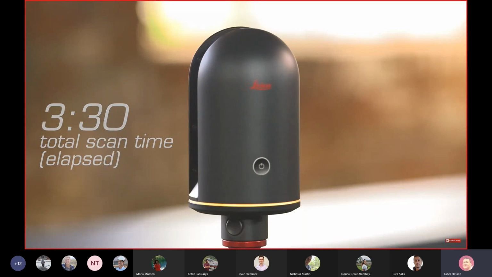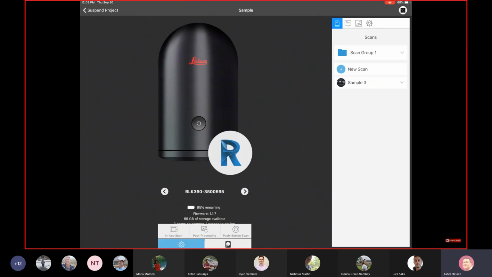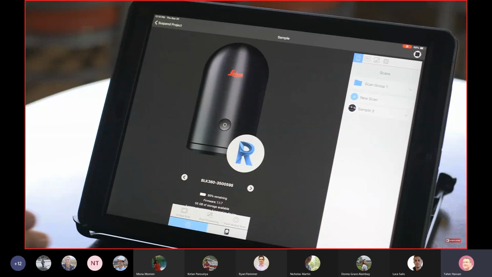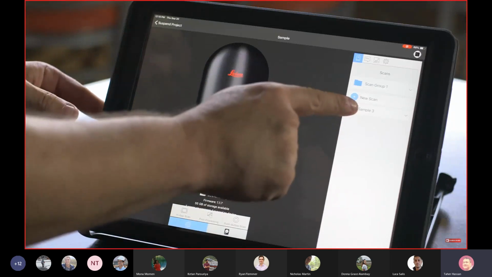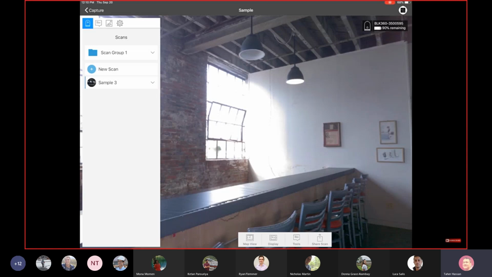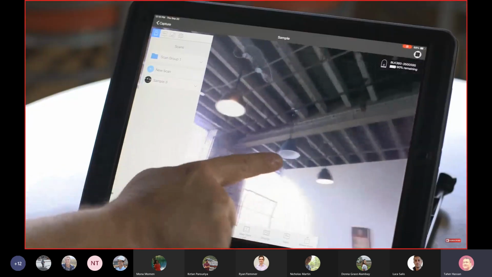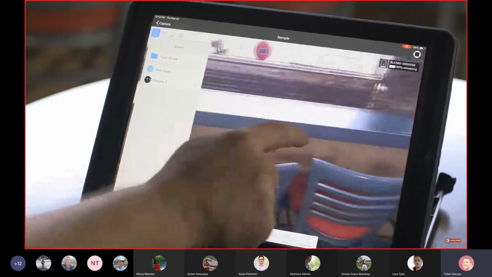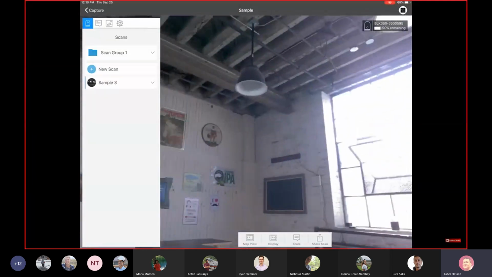So now that the scan is completed, you're going to notice that the data has been transferred here to our iPad. Please note that the data is still located on the scanner. Looking here, in order to view this data, what I want to do is simply pick on the images. From here, once the images are open, I can now take my finger using my gestures and navigate around to look at the type of data or the quality of the data that was captured with the BLK scanner.